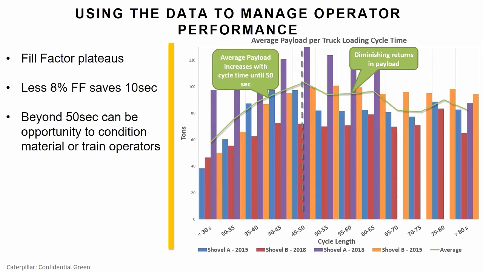So this is a chart of shovels in the oil sands, 2 shovels from 2015 and 2018, looking at the payload versus the cycle time. You spend more time in the bank, you increase the payload of the bucket to a certain point. Then it plateaus, you have diminishing returns after the vertical line there. So on the left side, we can quantify the trend line and say for every 8% fill factor that we reduce, you save 10 seconds in your cycle time.